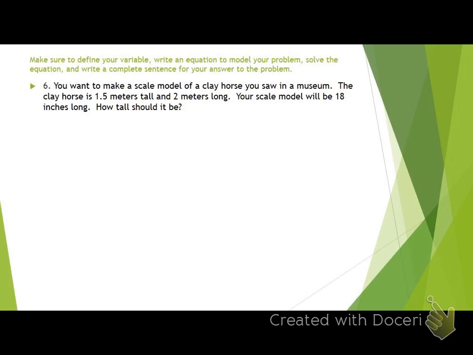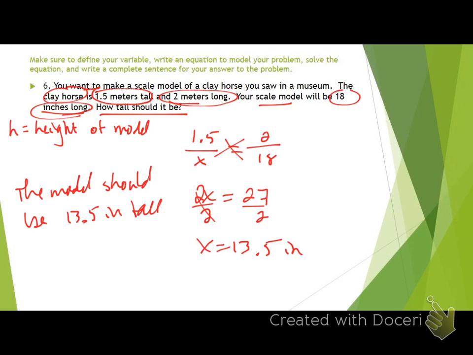Okay, here's another one. Go ahead and stop the video, try to set it up, and then start it back up, and I'll show you what you could have done. Okay, there you go. Story problem there. The clay horse is 1.5 meters tall and 2 meters long. The scale model is 18 inches long. How tall should it be? Right, so let h be the height of the model.